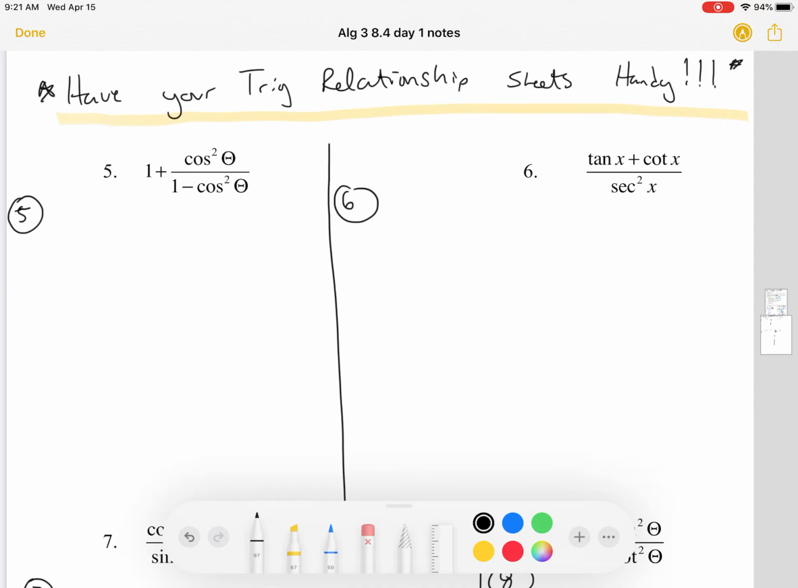The bottom. So we are going to rewrite this Pythagorean relationship, sine squared theta plus cosine squared theta equals 1. We're going to move this over to this side and get it to be sine squared theta equals 1 minus cosine squared theta. So what does that tell us? That tells us that, hey, instead of this, we can put in sine squared theta. So we now have 1 plus cosine squared theta over sine squared theta. I'll put that in blue.